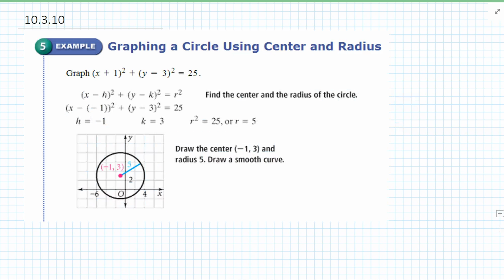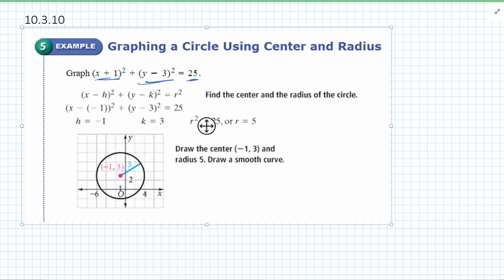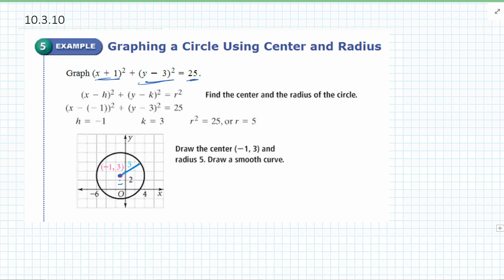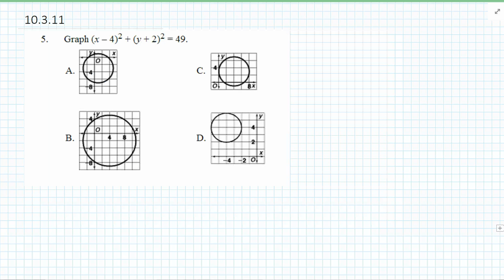Okay, next example. Graphing a circle using the center and the radius. Graph x plus 1 squared plus y minus 3 squared equals 25. Well, we know our h value is -1, our k value is 3, and our r squared is 25, so r is 5. So we need to go -1 and up 3, so -1, up 1, 2, 3, a distance of 5, make your circle. And there you go. Next example.